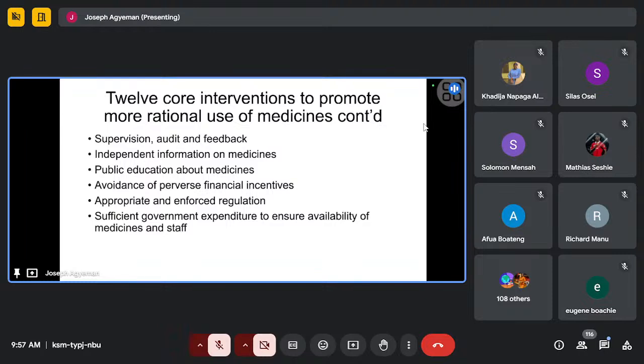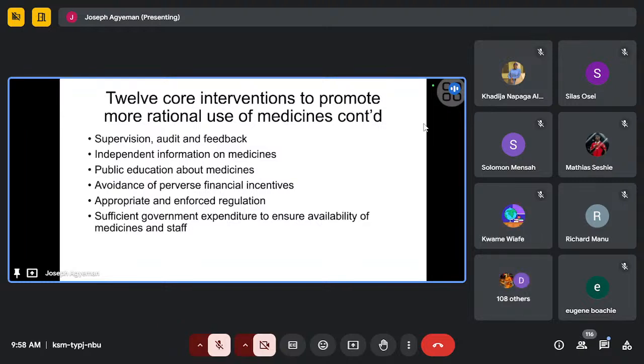Introduce your discussion by defining what rational use of medicine is, making a statement that anything that goes against that becomes irrational. Cite examples. Assess the situation by telling them the type, the magnitude, and the reasons, and why you need to do this assessment.